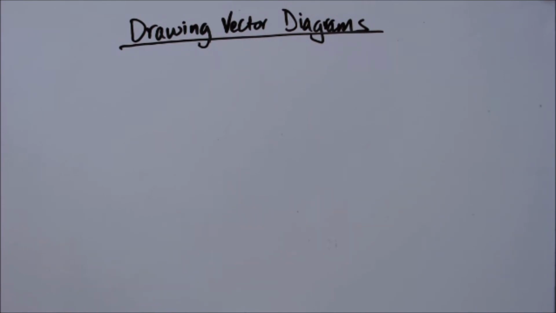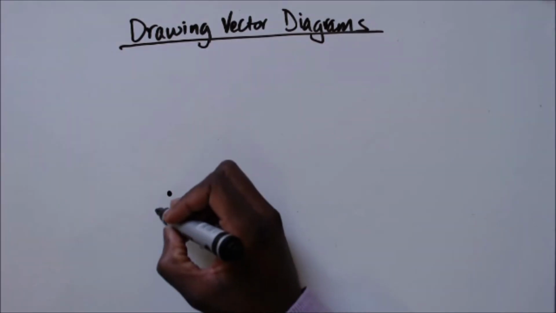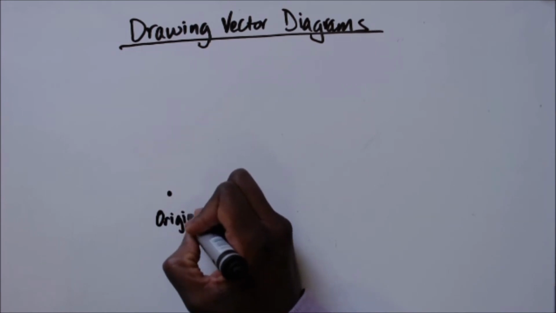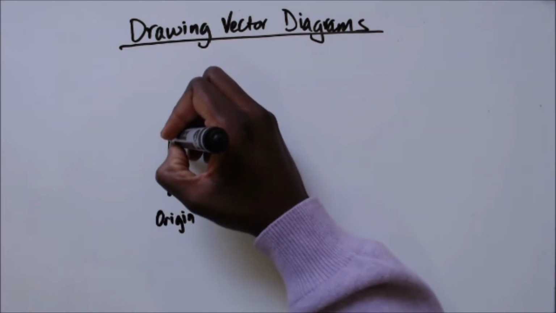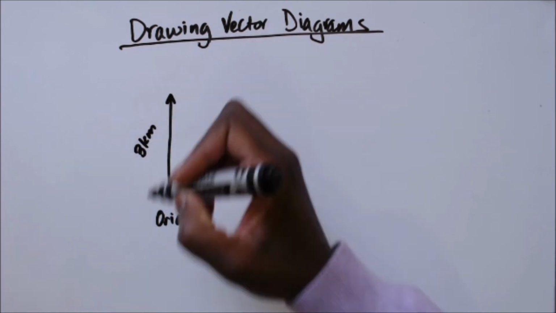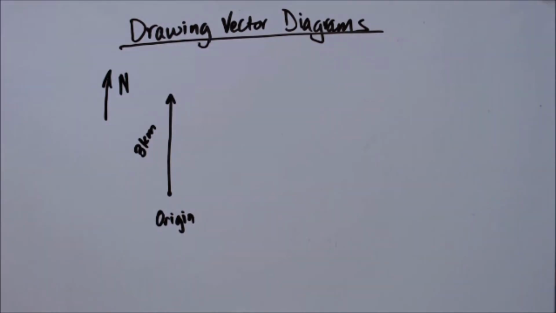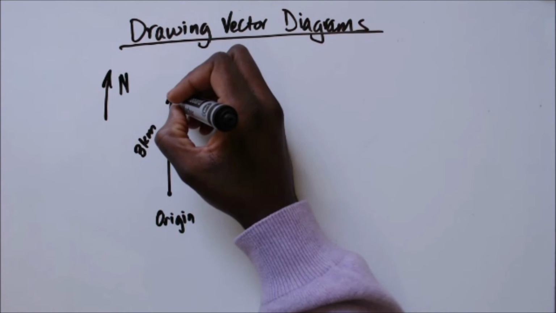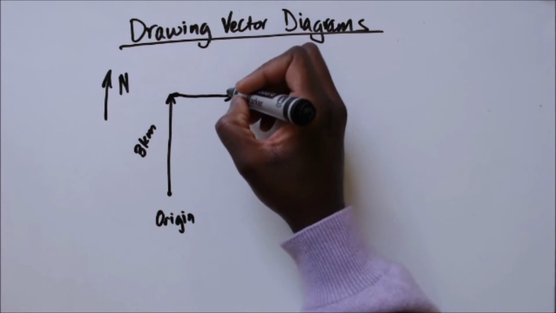So let's imagine we have a girl called Jane. And Jane is going on a walk. Simple walk. Jane starts off at the origin, and the origin could be home. Okay? And Jane walks a distance of 3 kilometers in the northerly direction. So this is north. She then walks a further 4 kilometers in the easterly direction.